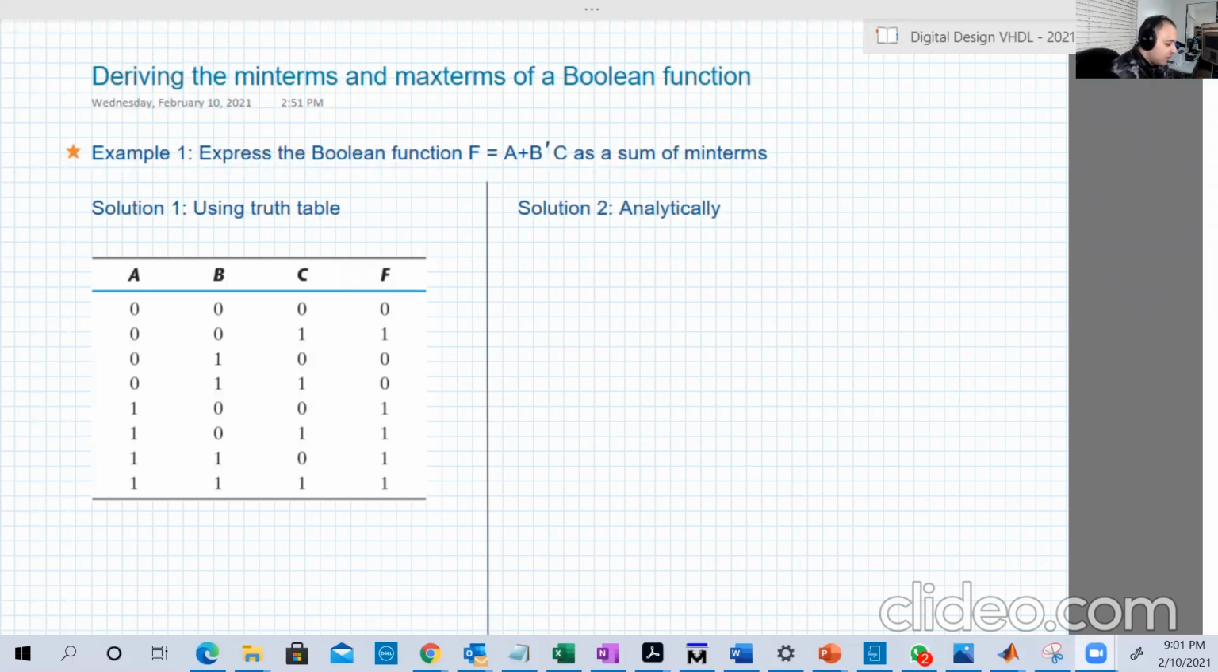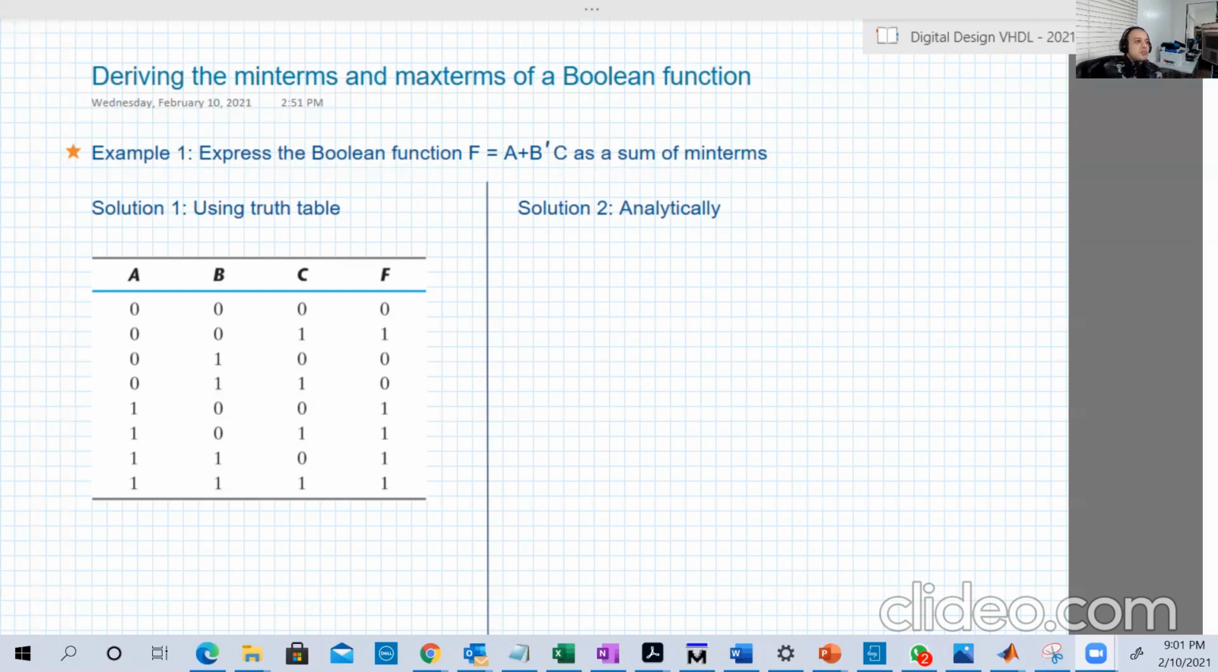Hello guys, in this part of lecture 5, we're gonna answer two questions. The first one is, if we have a function that is already defined, but it's not defined as a sum of min terms or product of max terms, can we still represent this function as a sum of min terms or product of max terms? And the answer is yes, and we will see now how in this part of the lecture.